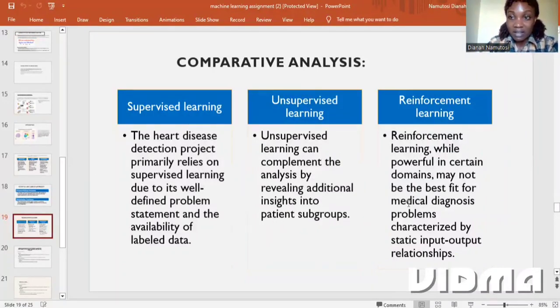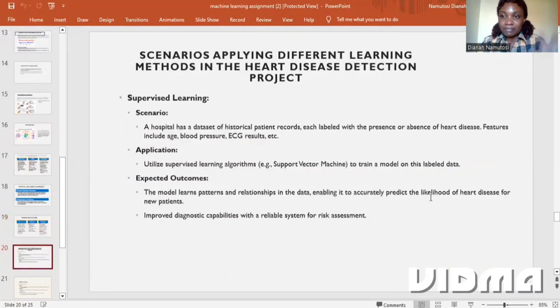We cannot use supervised learning when we don't have labeled data. Unsupervised learning helps us in a way that we do not have labels of the relationships between these people, these patients. So that's how it will be able to create relationships and patterns. Then reinforcement learning is for the optimality of the results that you're supposed to get.